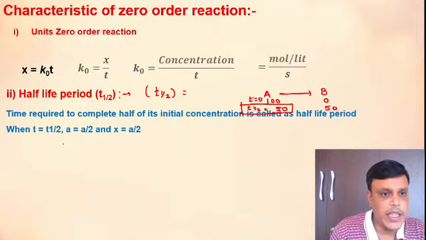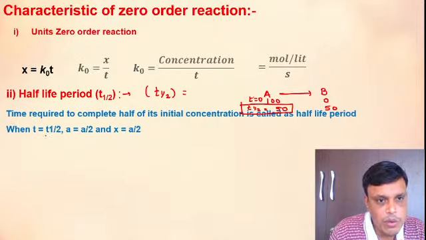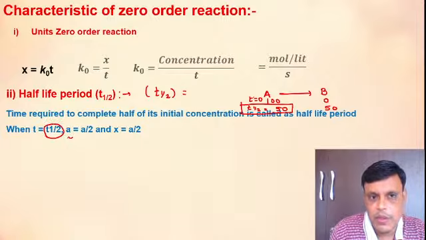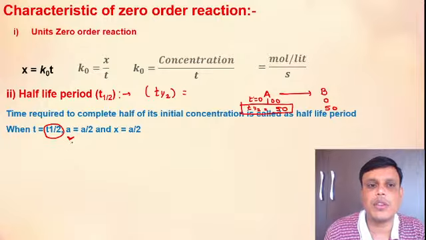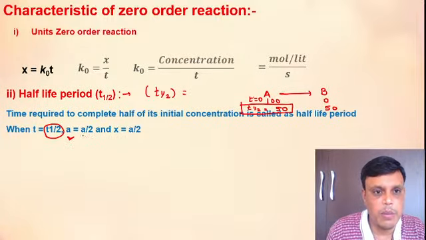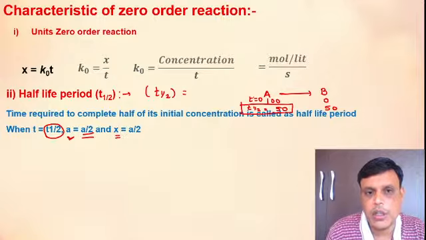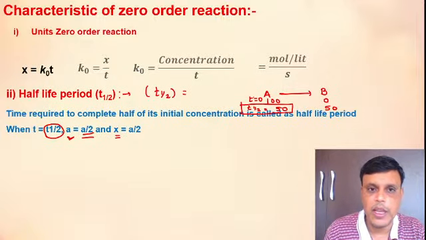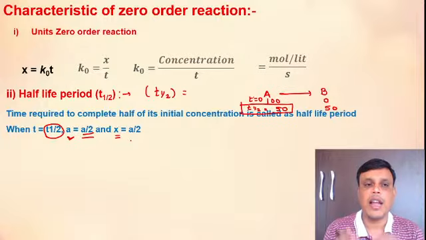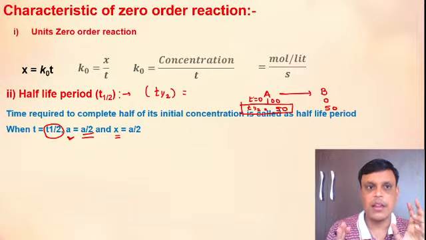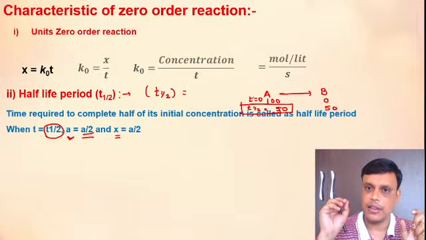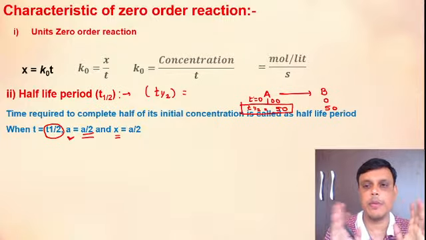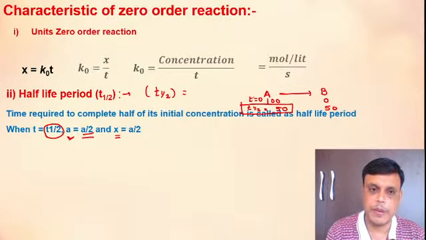So when t is equal to t half, the concentration of reactant at a time t half is A by 2, and x, which is the concentration of product formed, will be A by 2. So at a time t half, the reactant and the product are present in 50-50%.